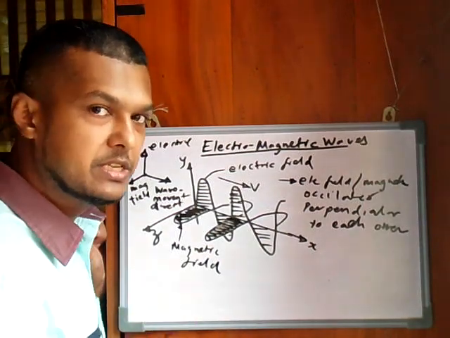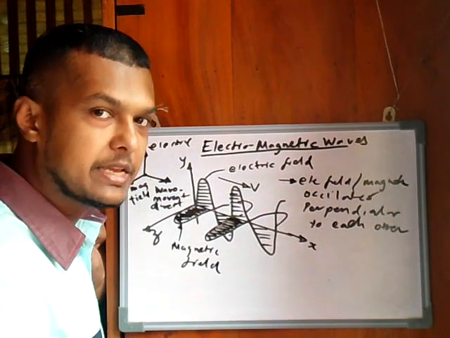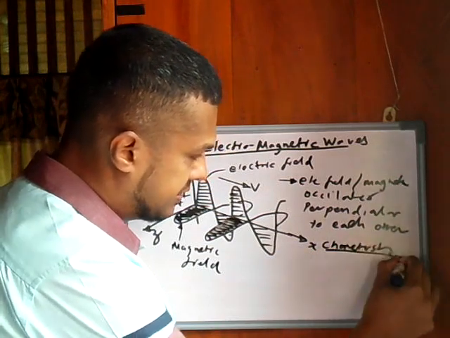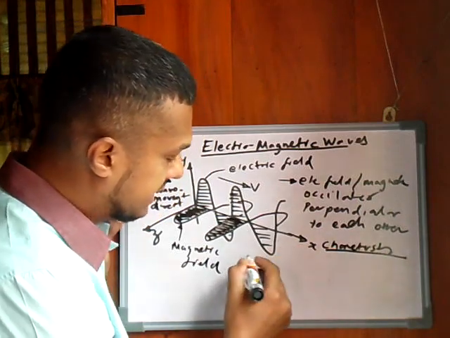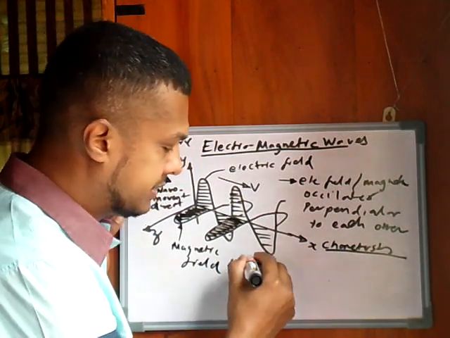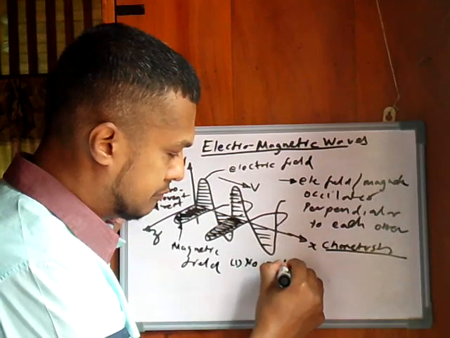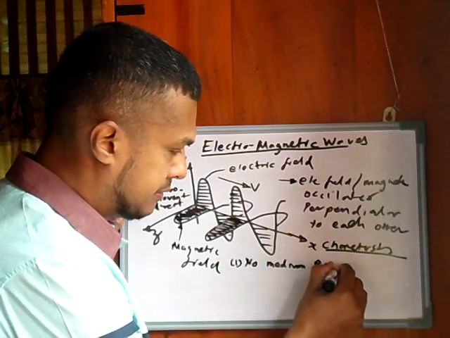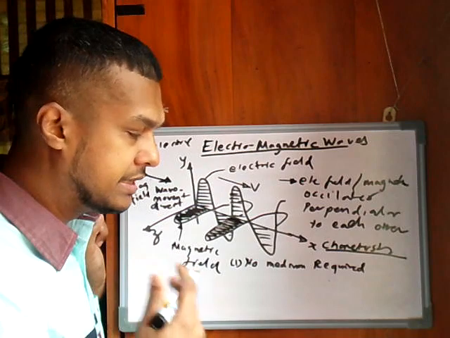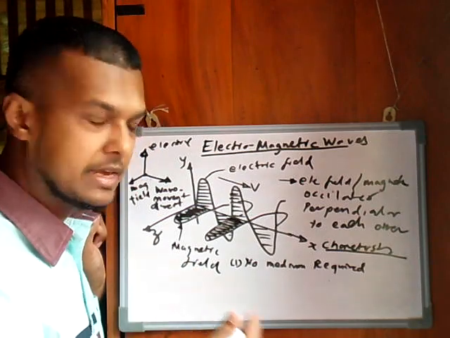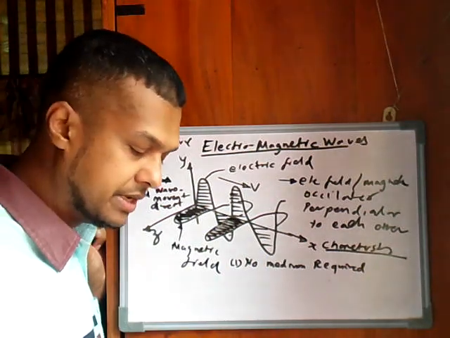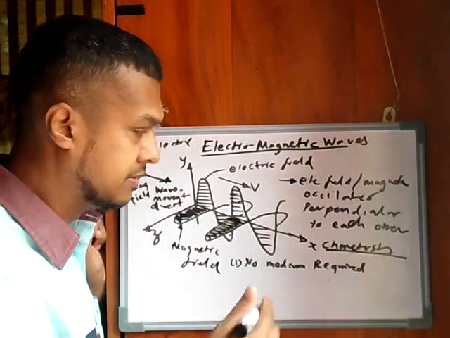Now we need to understand the characteristics of an electromagnetic wave. Point number one is that it does not need a medium, which means no medium is required. Whether water, air or vacuum, it does not need anything; it can travel through anything. So even in space it can travel.